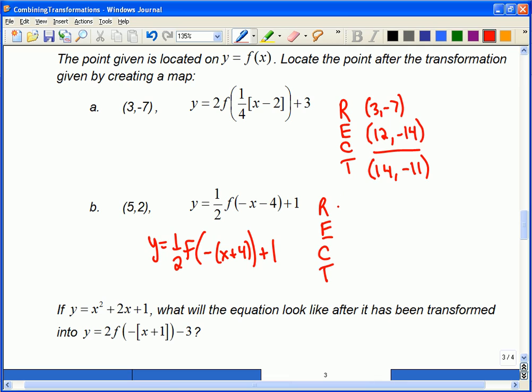Okay, so there is a y-axis reflection, which is going to make this negative 5, 2. Then expansions, there are none. But there is a compression right here. It's a half vertically, so it's going to be negative 5 and 1. And I move 4 to the left.